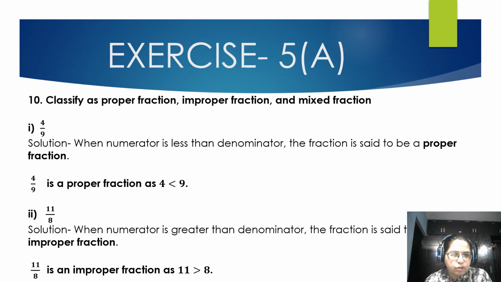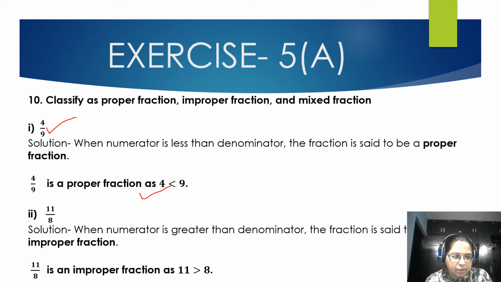Now we solve question number 10, and question number 10 is classify as proper fraction, improper fraction and mixed fraction. First bit is 4 divided by 9. We know when the numerator is less than the denominator, then that fraction is said to be a proper fraction. Here numerator is 4 and denominator is 9. Numerator 4 is less than the denominator 9, so this is a proper fraction.